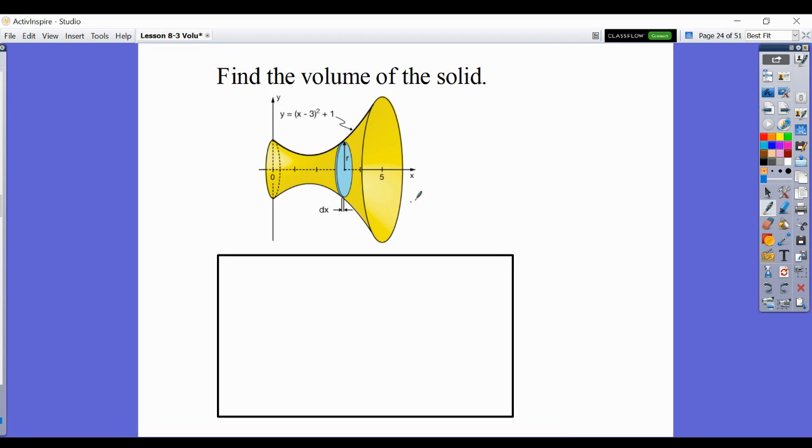So here's a specific example. This one's drawn out for you. There's the equation of the curve, and there's a nice little picture of the disk that we're going to make there. So my suggestion is pause the video and see if you can solve this problem. See if you get the same answer.